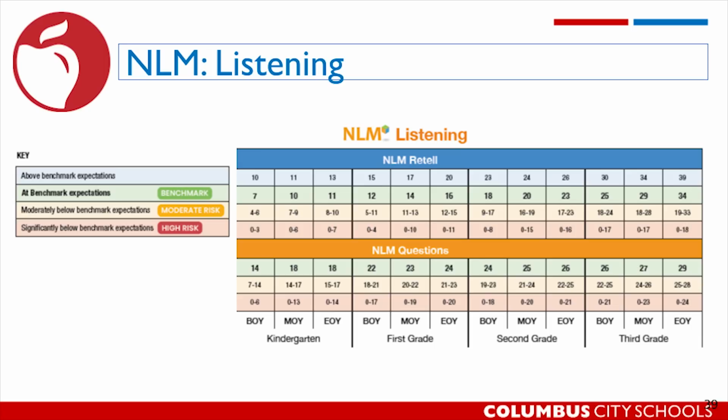Risk status refers to the extent to which a student is at risk for experiencing difficulty in the specific domain being tested, in this case, listening comprehension. To get the NLM scores, look at the raw scores from the retell and question sections. Then, refer to the table in this slide to determine the student's level of risk. This information can also be found on page 146 of the manual available online.